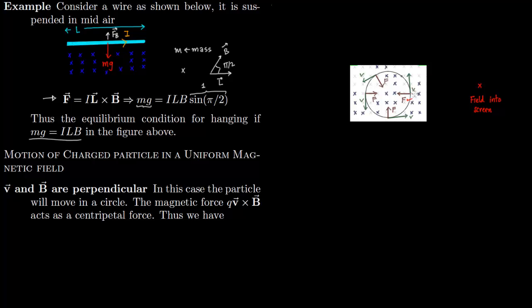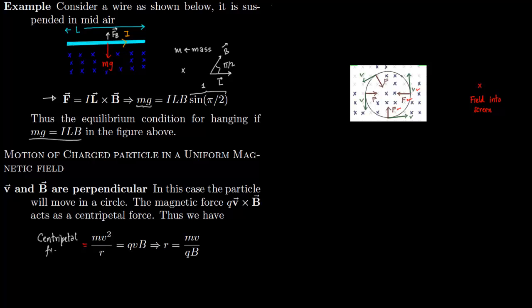The force is acting like this and the velocity is in this direction. Similarly, the force is always acting towards the center. Notice that the field is into the screen, and therefore the force is always perpendicular to the velocity as well as the field. Because the force is lying on the screen, it is perpendicular to the magnetic field and always perpendicular to the velocity. This is the centripetal force, m v square by r.